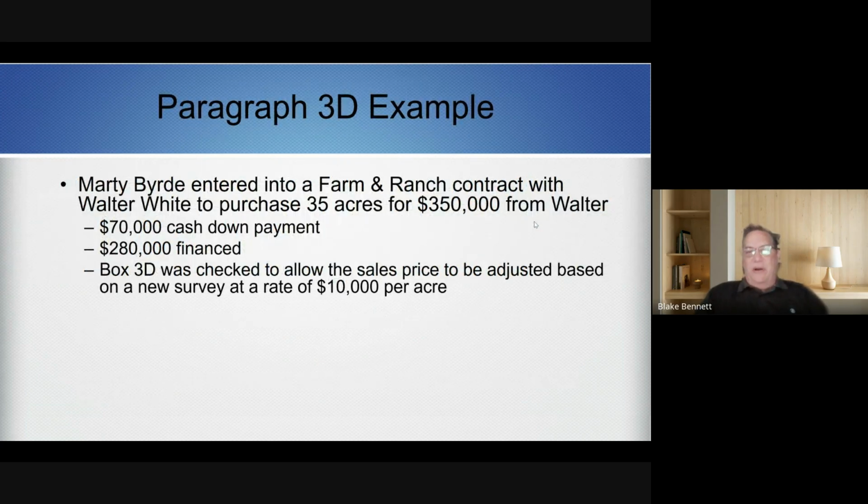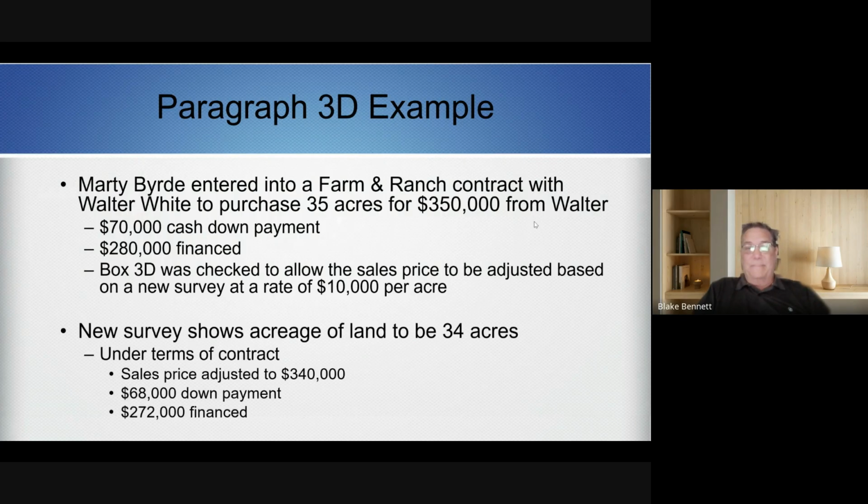Here's an example. Marty Bird entered into a farm and ranch contract with Walter White. Yep, that's Marty Bird from Ozark and Walter White from Breaking Bad. Marty's going to purchase 35 acres for $350,000, $70,000 down, $280,000 finance. Box 3D was checked to allow the sales price to adjust based on the new survey, and the adjusted price would be $10,000 per acre.